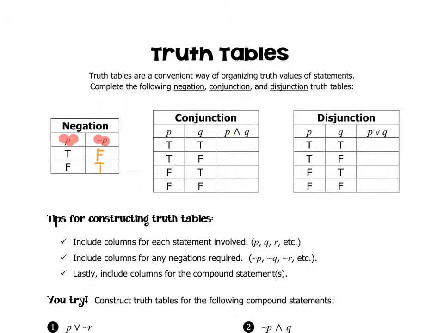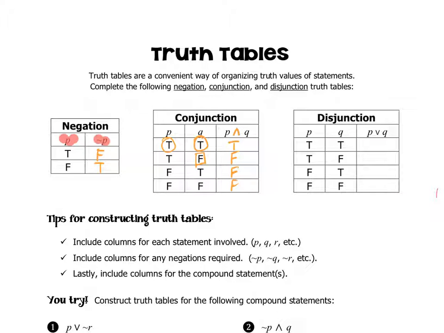Conjunction is expressed with this hat, and we call it and. It requires the truth value for both statement P as well as statement Q to be true so that P and Q can be true. But if one of them is false, like in the second example, the conjunction P and Q is false. Same thing with this one, and the last one, both are false, and of course we have a false there.